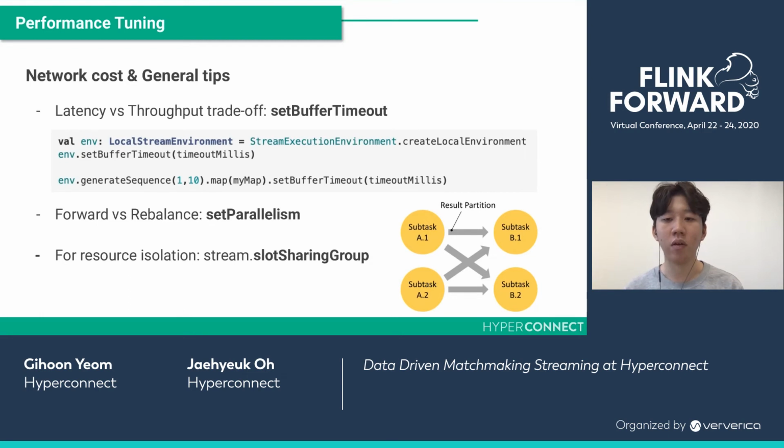For the pair generator, we needed to use a task slot independently. In this case, we can use the slot sharing group function on each operator.